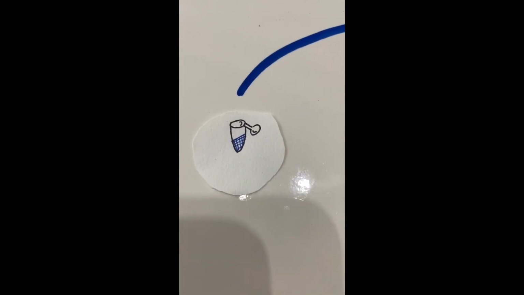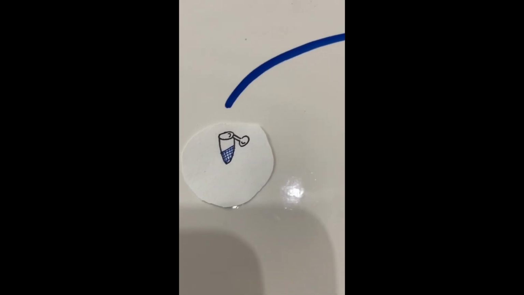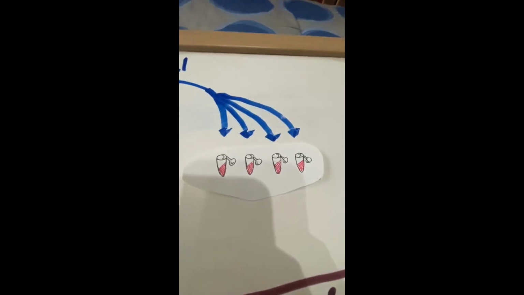Alright class, so we're going to start off using Cellobiase. We're going to transfer 150 microliters of Cellobiase into each of our 4 empty test tubes.